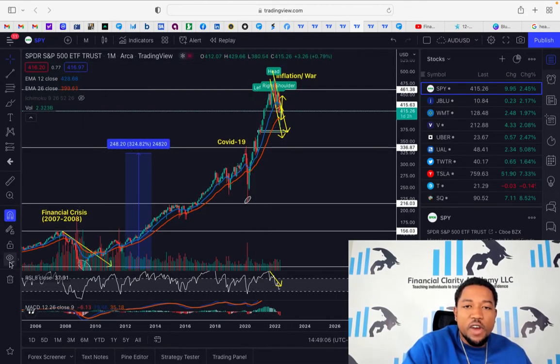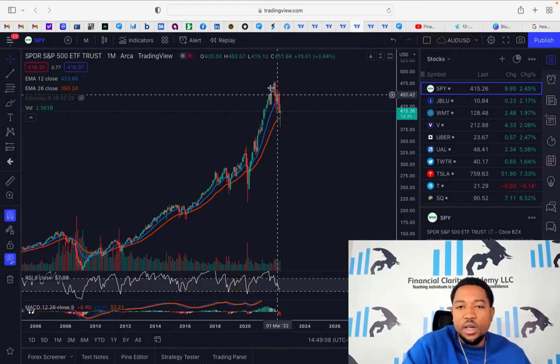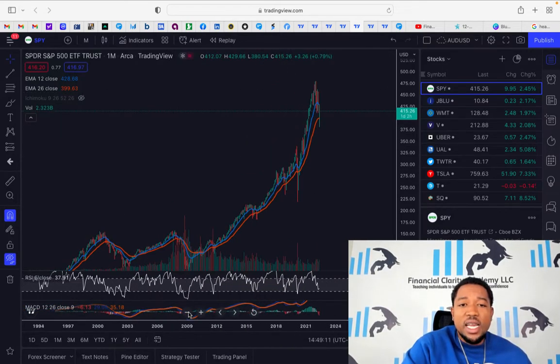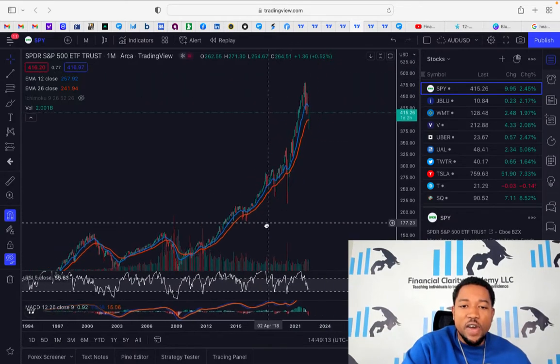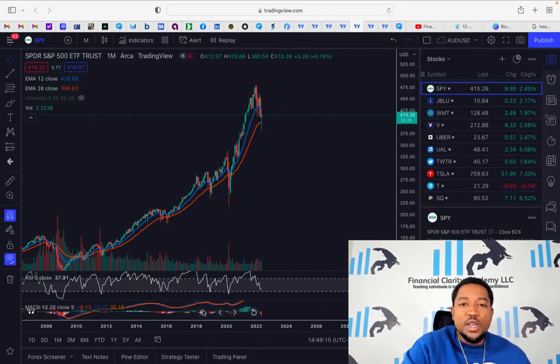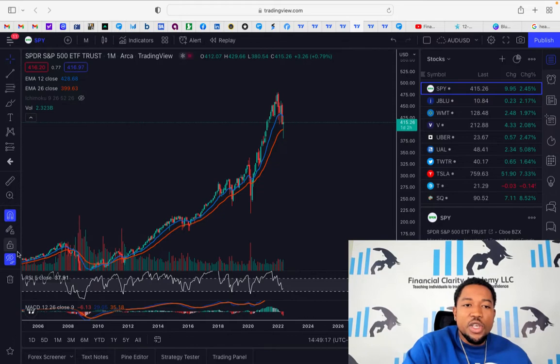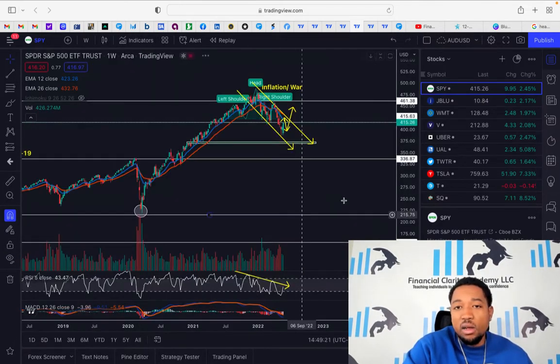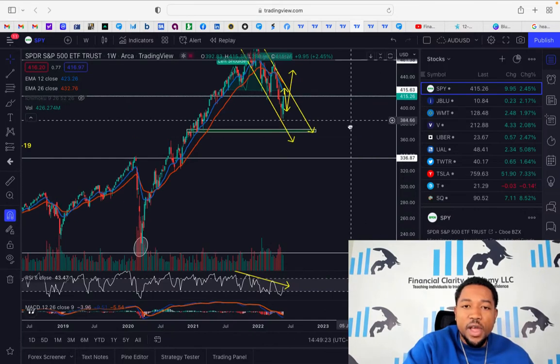Now, if I remove this again, you can see we're making another correction, which is normal. What you guys want to keep in mind is that we recovered after every correction that happened before. You also need to keep in mind that the US won't let the bear market last long, because that's a bad look for the economy, right?